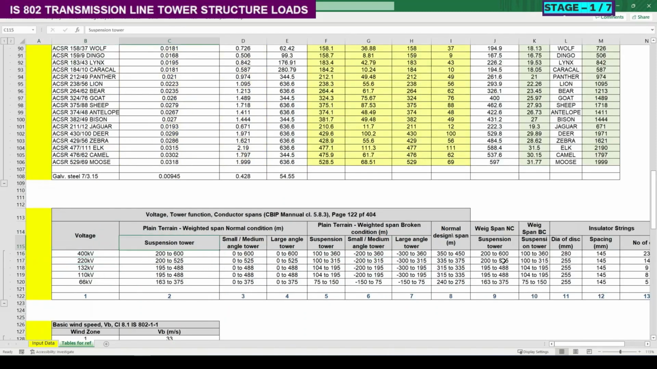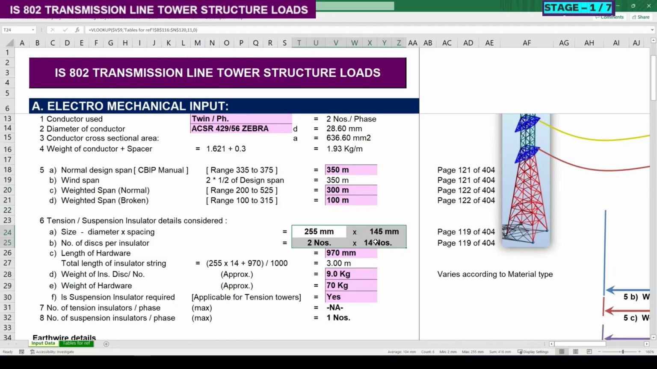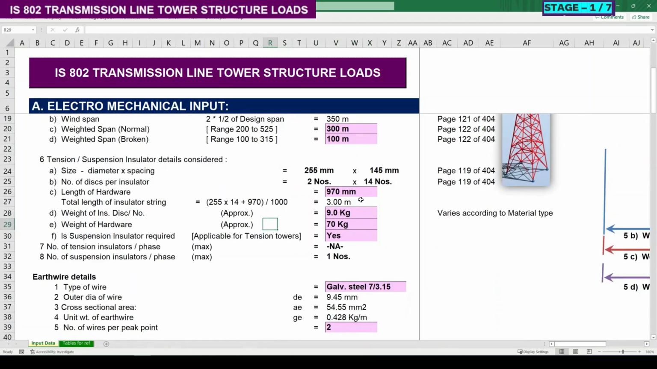So according to the voltage level and the type of tower, these dimensions will be taken directly from this table. The length of hardware depends upon the manufacturer requirement. We can consider this as 970 mm, and the total length of insulator is 14 into the spacing 145, and the weight of disc we can consider as 9 kg.